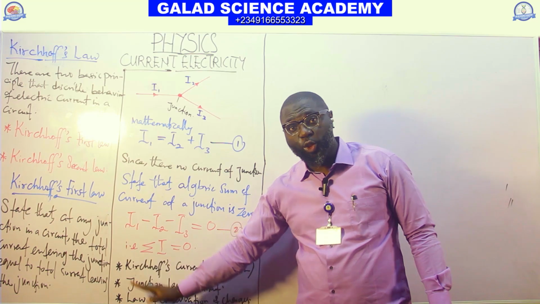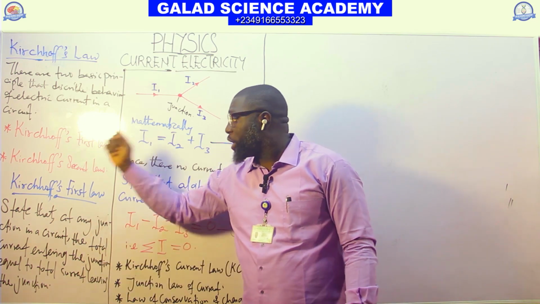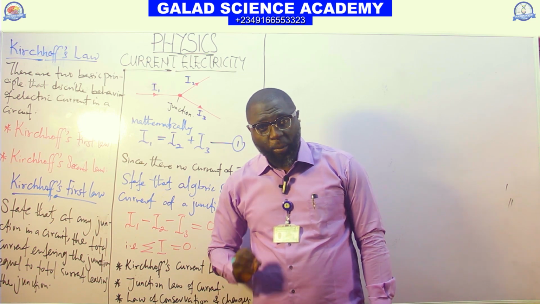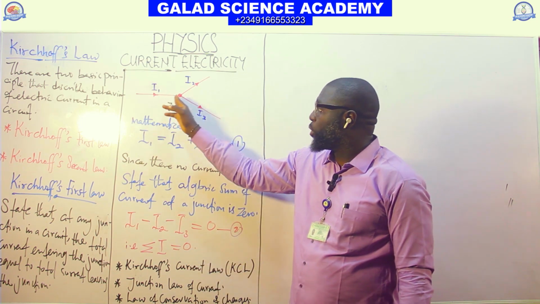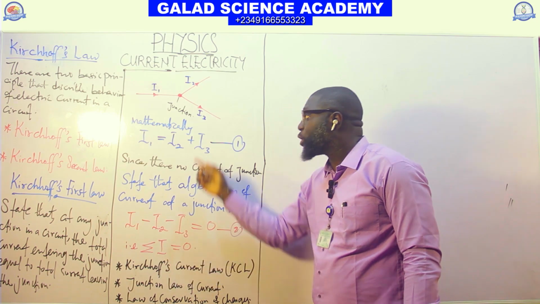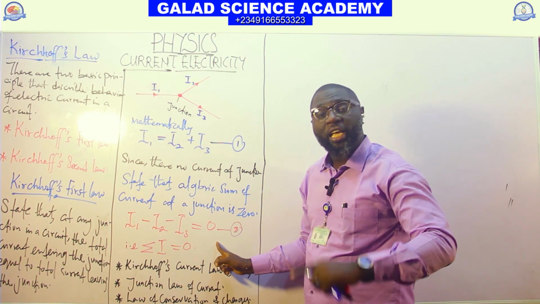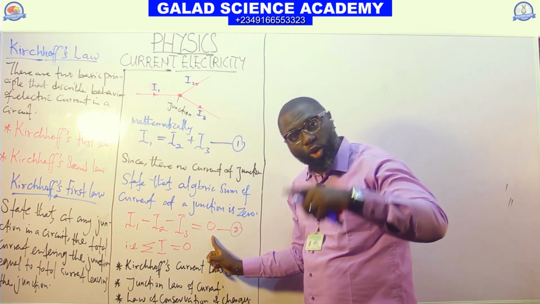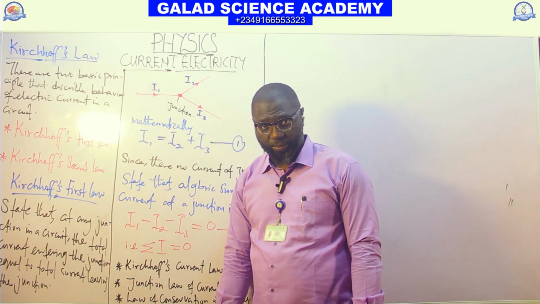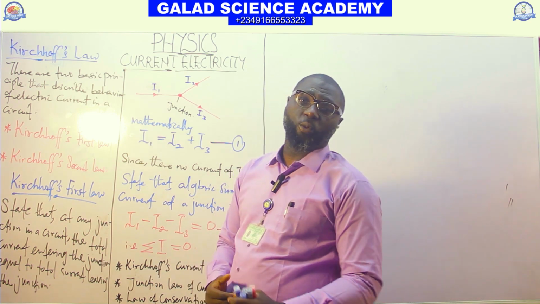Please, in multiple choice questions, these are all the necessary things they can ask you on Kirchhoff's first law. The sum of the current entering a junction equals the sum of the current leaving the junction. The algebraic sum of the current at this junction is equal to zero. It's also called Kirchhoff's law of current and the junction law of current. It also obeys the law of conservation of charge: charge can neither be created nor destroyed, but can be transferred from one form to another.